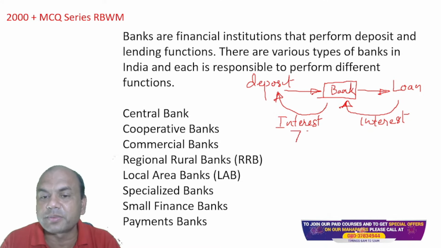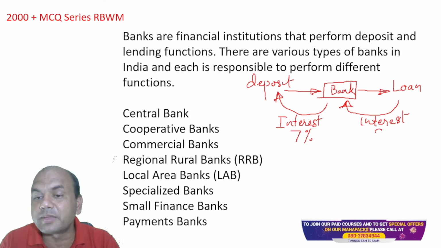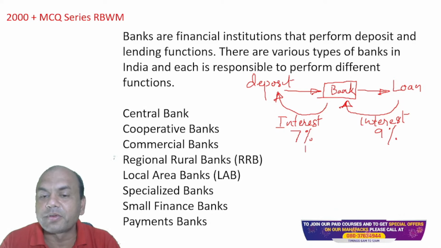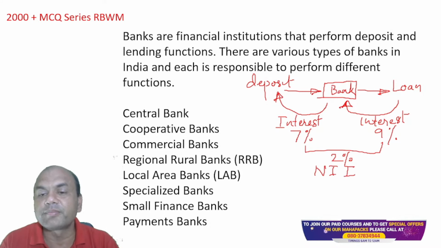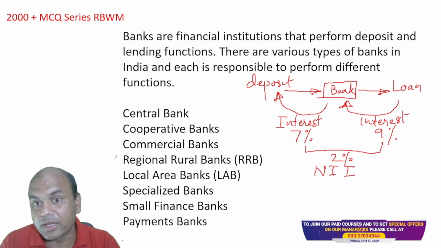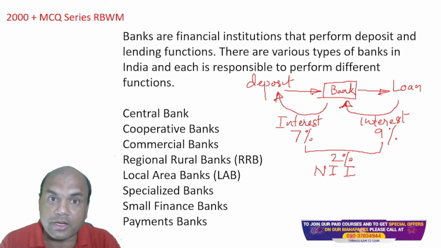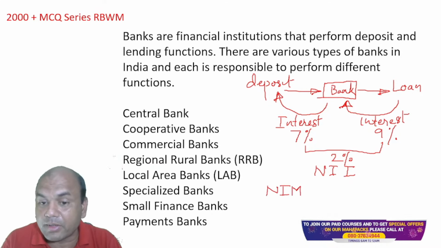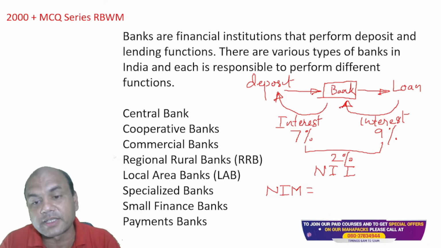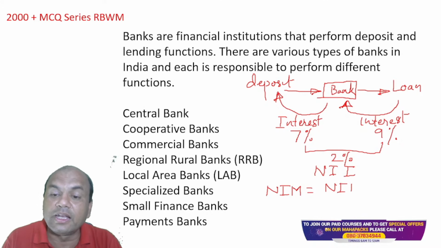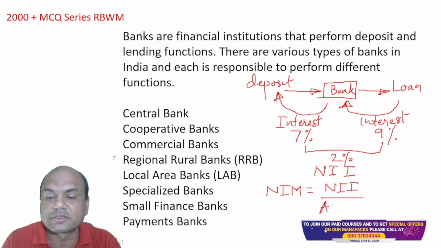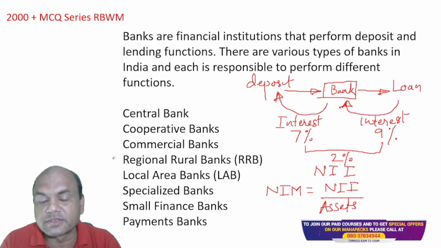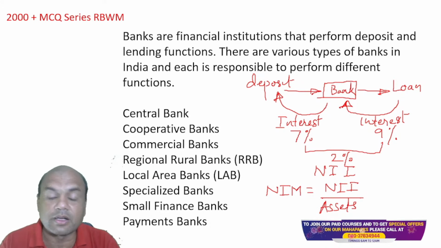Let's say this interest is 7%, then this interest should be at least 9%, so that this gap of 9 minus 7, that is 2%, is known as NII, net interest income. Remember, it's not NIM. NIM is different. NIM equals NII upon yielding assets, or you just write it assets. Remember these two by heart, you'll get at least one in the exam. Yielding means performing assets, which are giving you the returns.